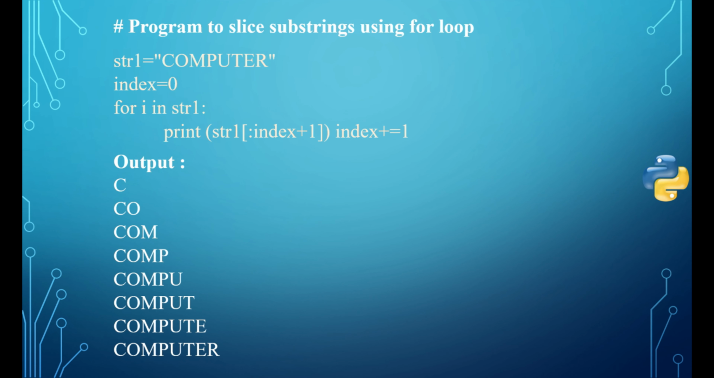Next, a program to slice substrings using a for loop. str1 equal to "computer", index equal to 0, for i in str1, print str1 colon index plus 1. Here index plus equal to 1. That's why C, COM, COMP, COMPU, COMPUT, COMPUTE, COMPUTER. This is the result. Okay, the remaining we will see in the next class.